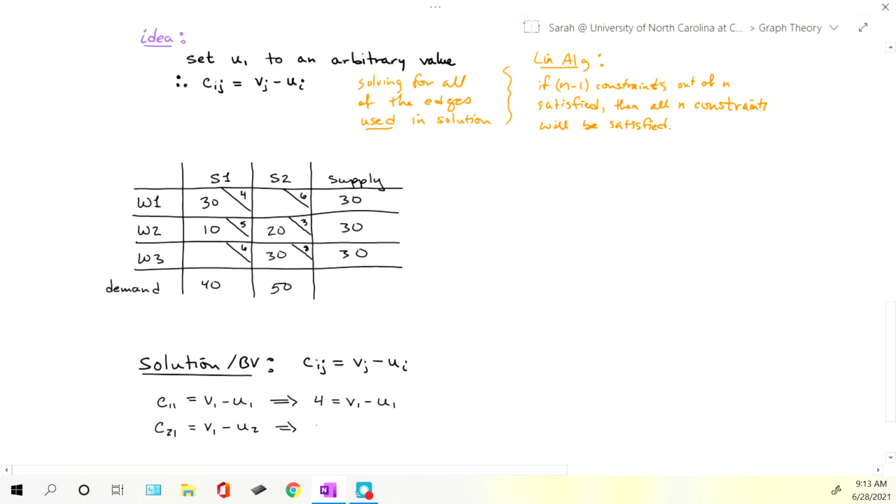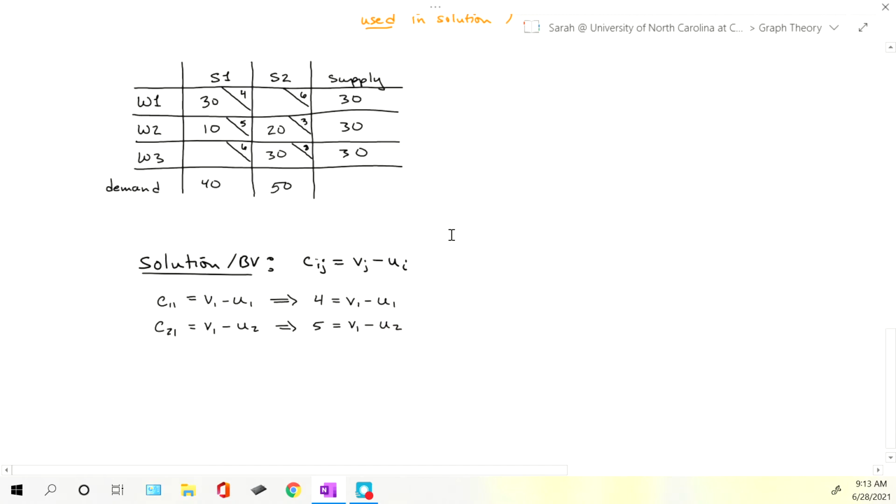Okay. So here, our cost on 2-1 is the 5, because that's row 2, column 1. And this would then be V1 minus U2. Notice the only thing we're swapping out after that arrow is the cost. Next one, cost in row 2, column 2. So this would be V2 minus U2. Put in the cost in that row 2, column 2. So that's 3 equals V2 minus U2.